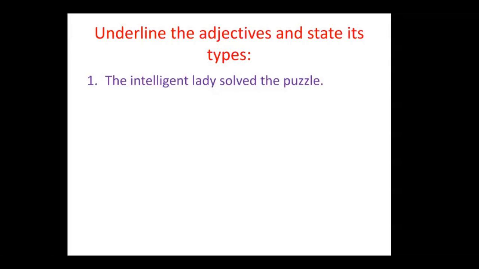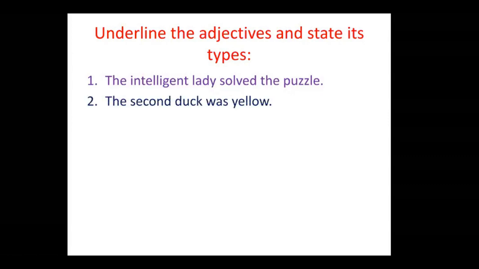It is an adjective of quality because the word intelligent is telling us about the lady, that the lady is very intelligent. बहुत होशियार है. Okay. So intelligent is an adjective of quality. Move on to the second example.